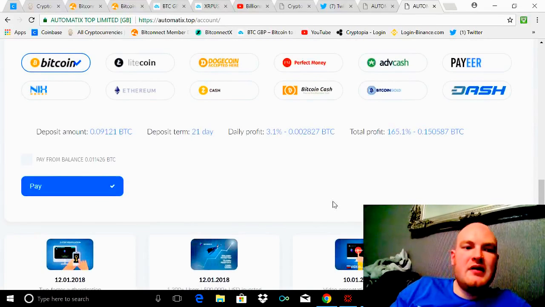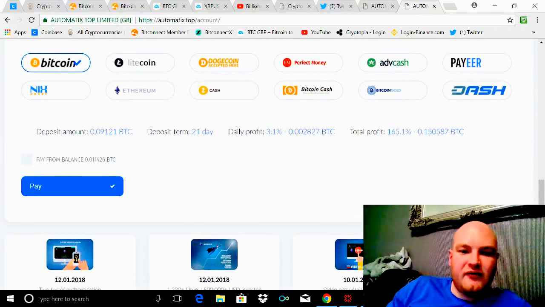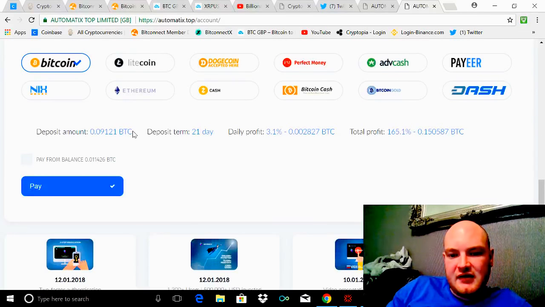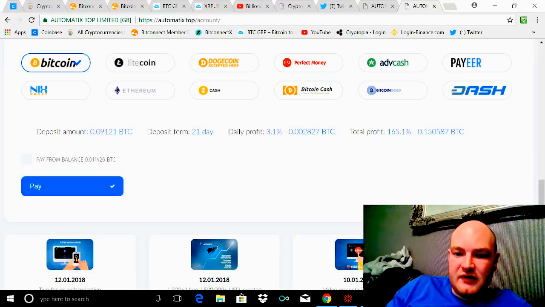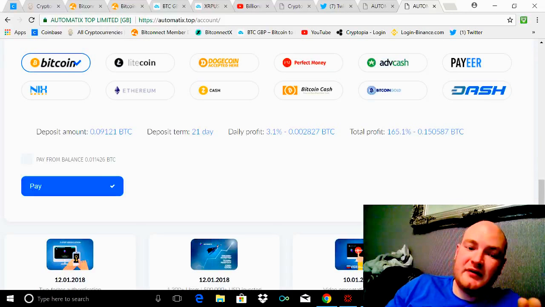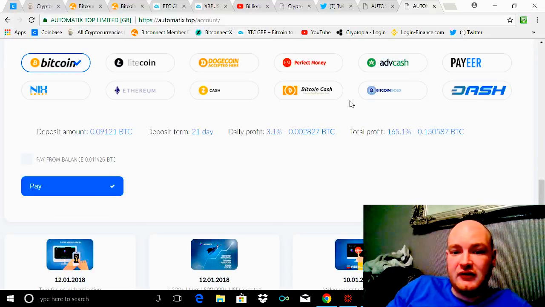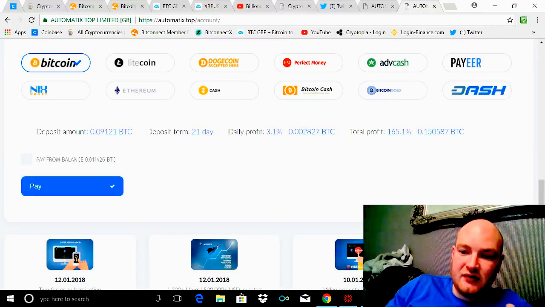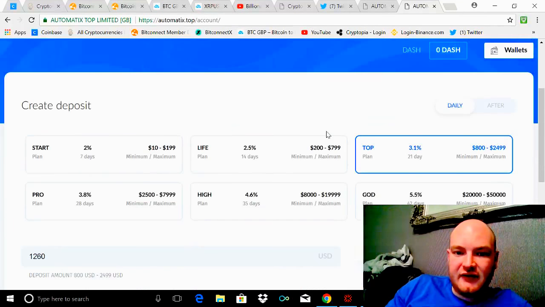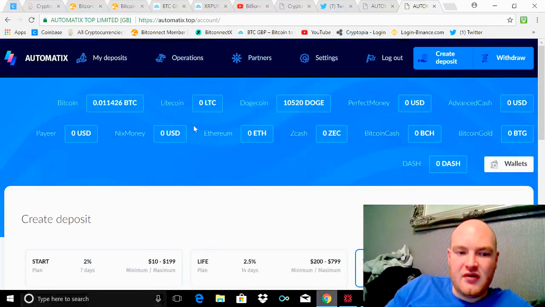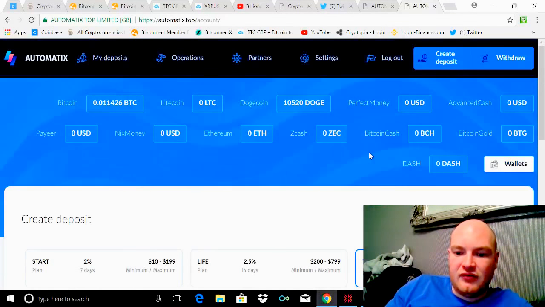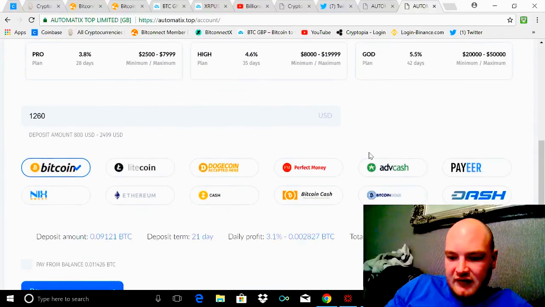So what you have to look at is the amount of BTC you're depositing. Okay, this then tells you how much BTC you'll be paid daily. At the time you do the loan, this is how much you will be paid daily. So if the price of Bitcoin or whatever cryptocurrency you're using drops, then so will the value that you're paid out daily. So that is the difference between the calculator on the main page and the calculator in your account.